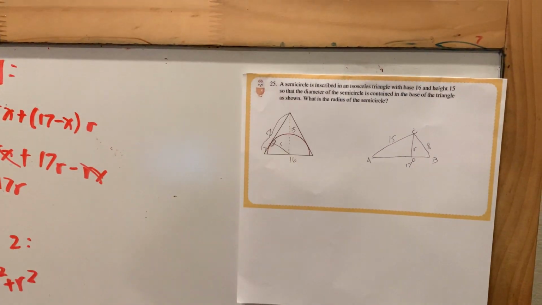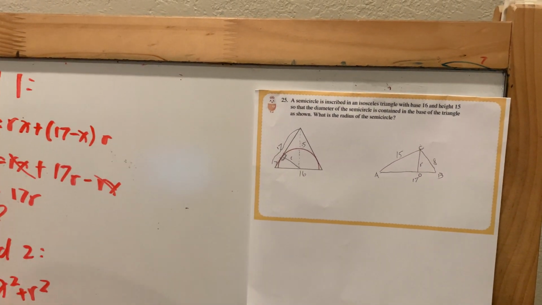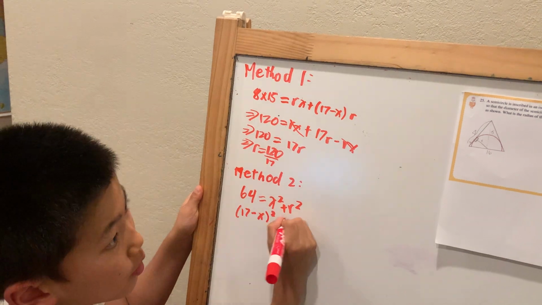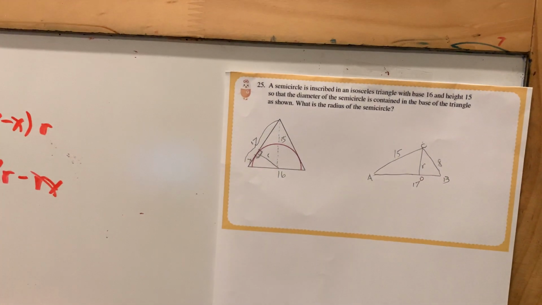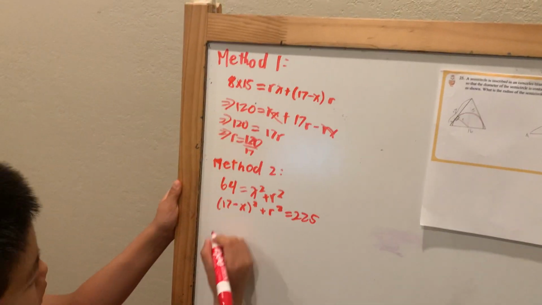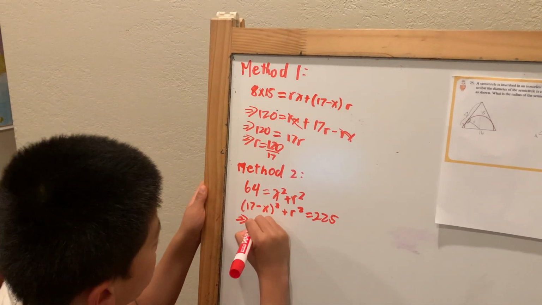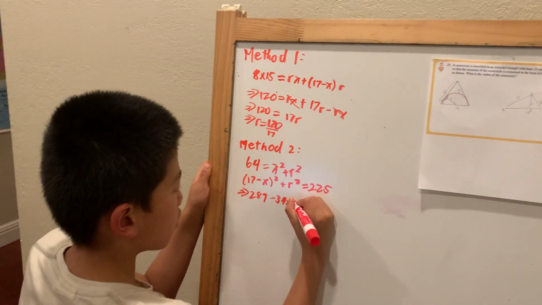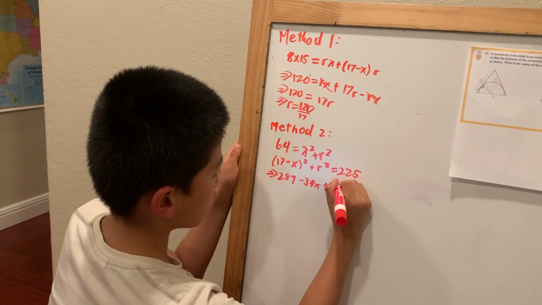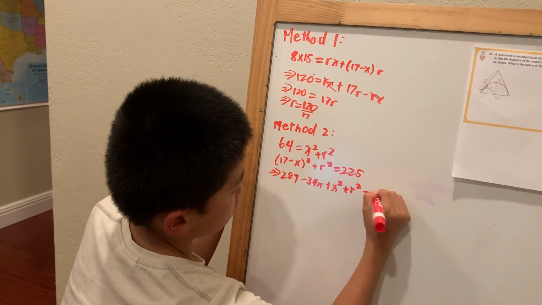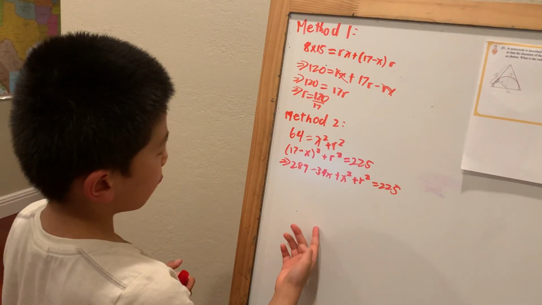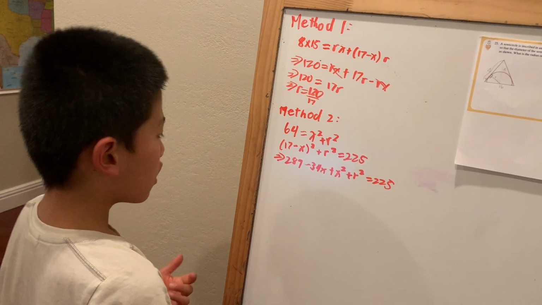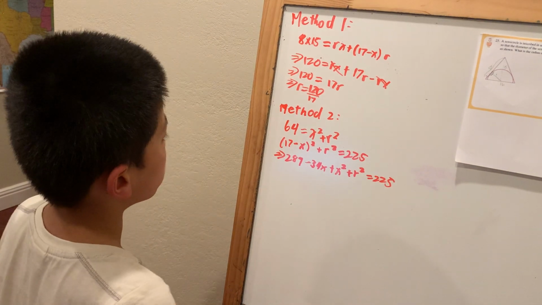And focusing on this triangle over there, we have (17 minus x) squared plus r squared equals 225. That means that this, once you simplify it, is 289 minus 34x plus x squared. Now, 2 equations, 2 variables. There are 2 ways you can solve for the 2 variables. Either use substitution or you subtract the 2 equations.